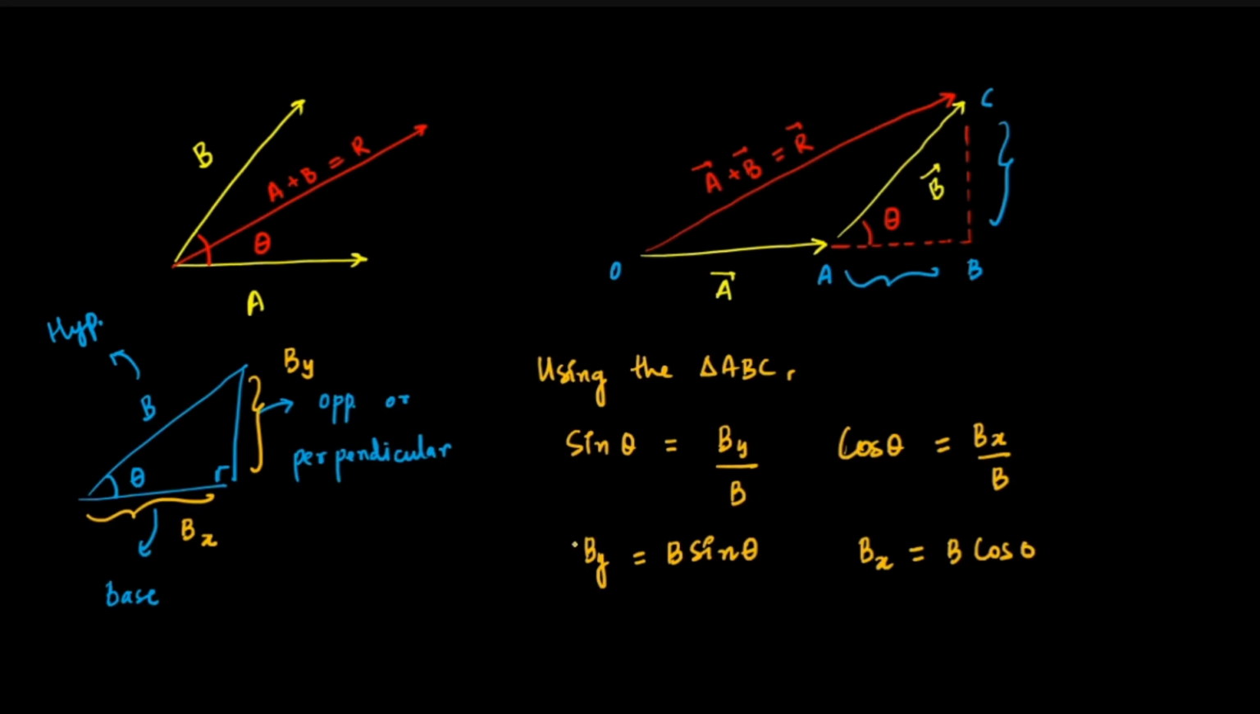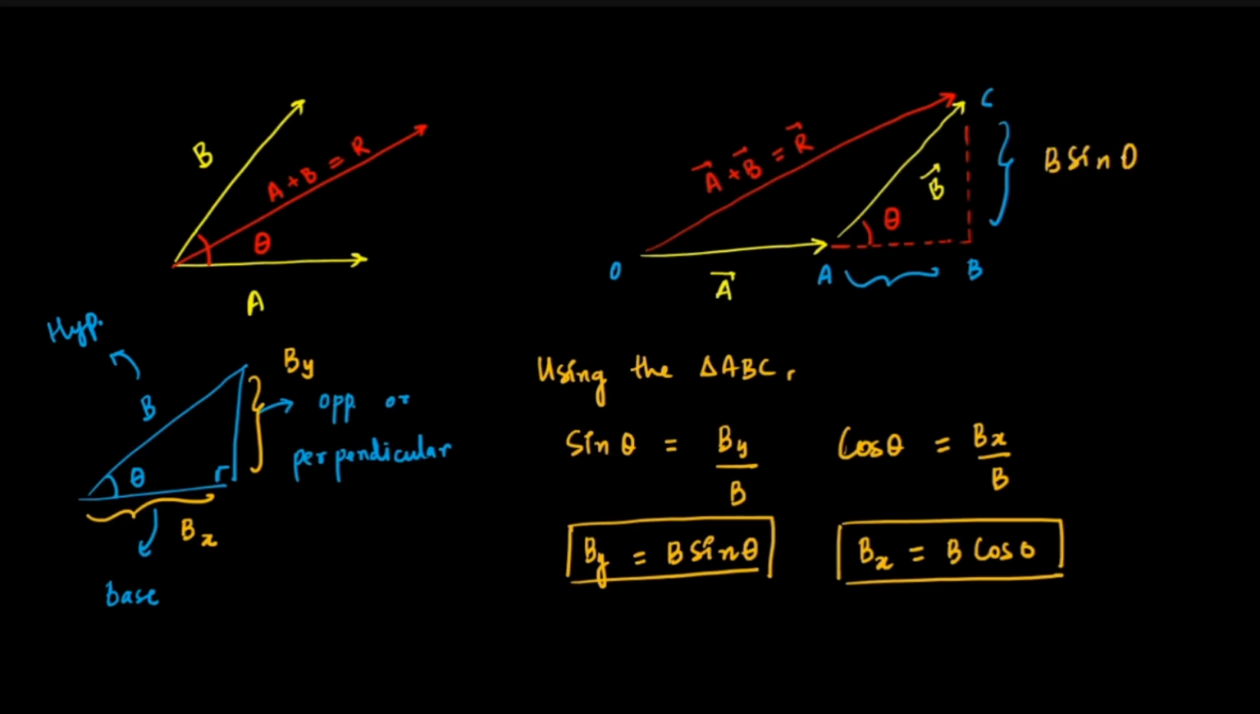So what we need to understand here is that this By is B sine theta, whereas this AB is B cos theta. What we need to find is this value of R. So how can we find the value of R? In the triangle OBC, I'll apply the Pythagoras theorem, and when I apply the Pythagoras theorem, I'll get the value of R. Look at how we are going to find it.